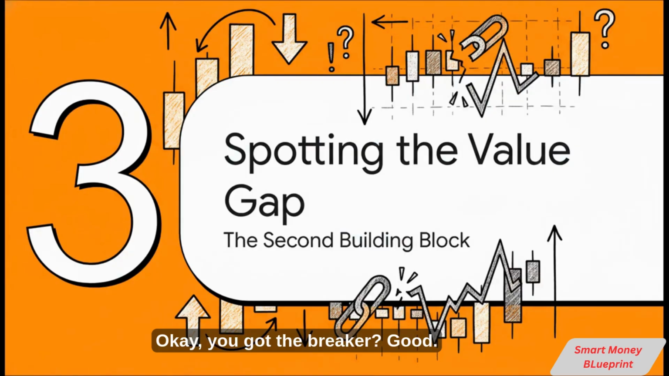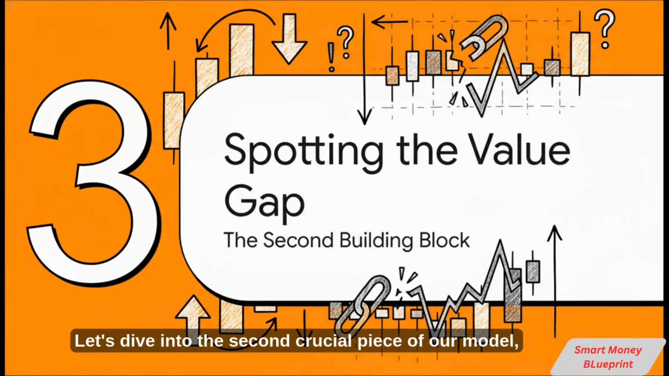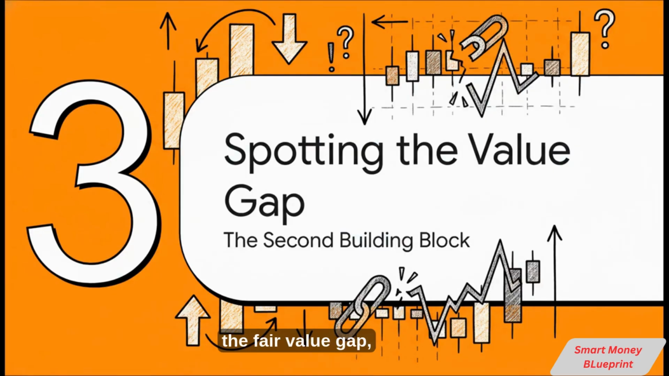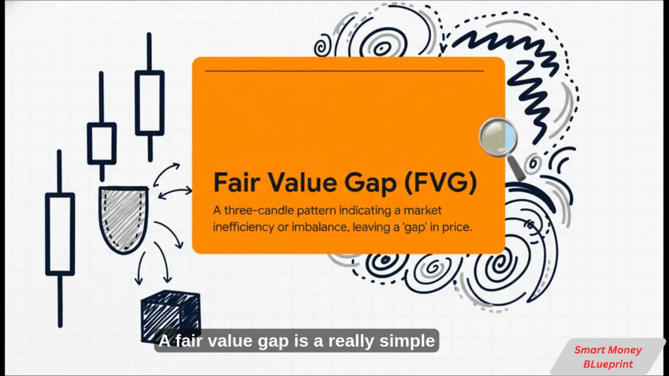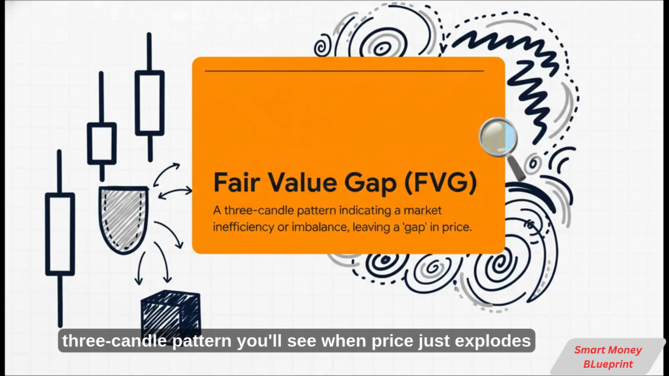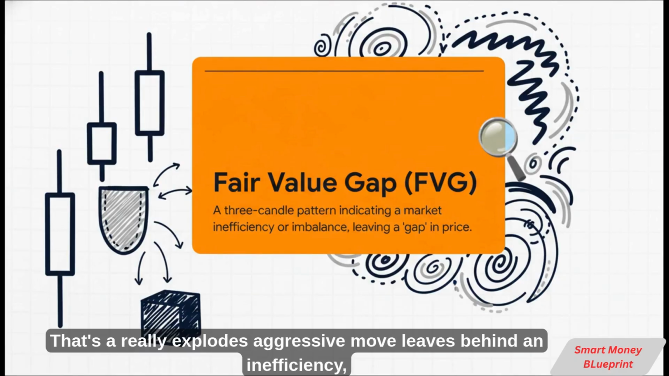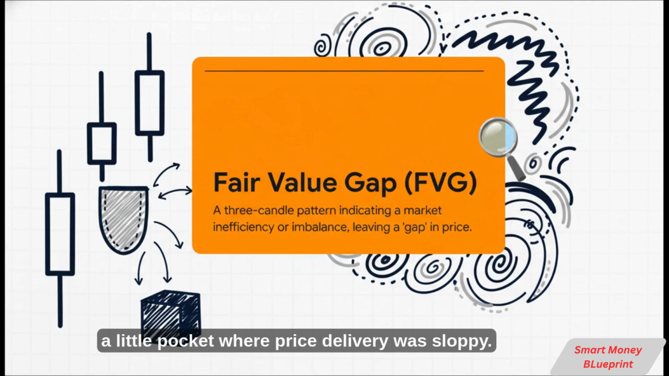Okay, you got the breaker? Good. Let's dive into the second crucial piece of our model, the fair value gap, or as you'll often see it, FVG. This one is all about an imbalance in the market. A fair value gap is a really simple three-candle pattern you'll see when price just explodes in one direction. That super aggressive move leaves behind an inefficiency, a little pocket where price delivery was sloppy.